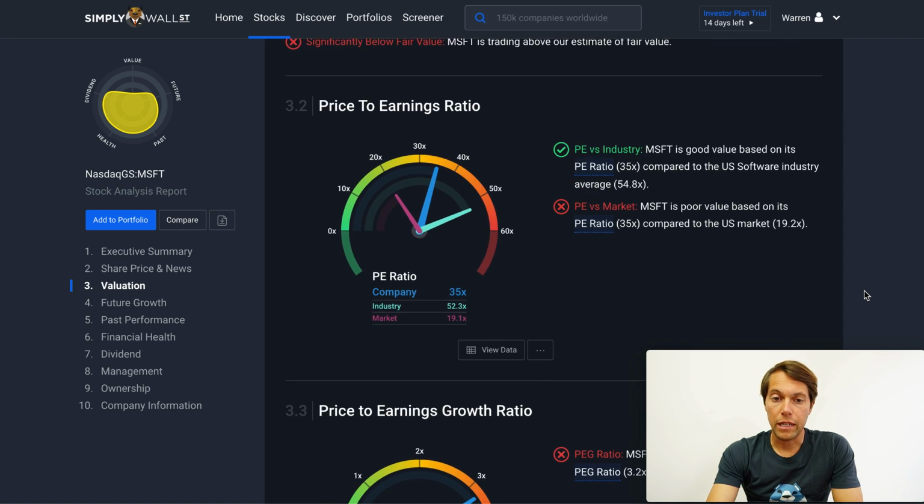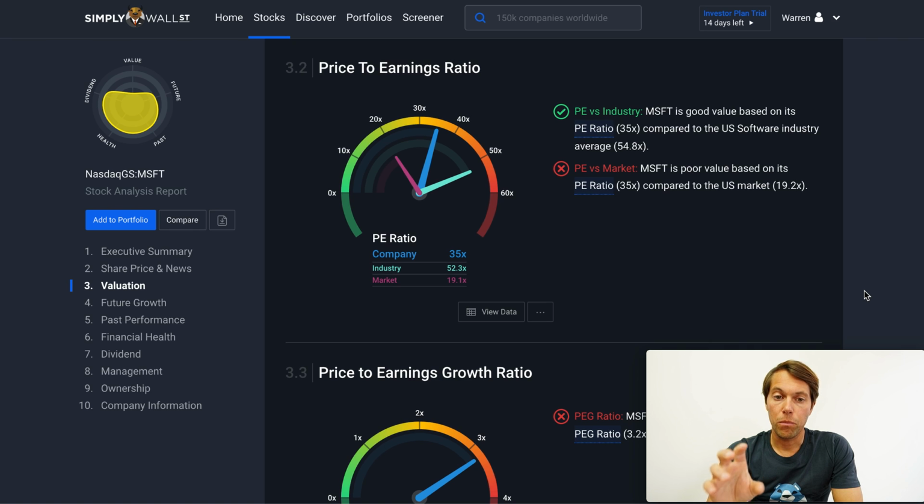But if we keep going down, we can see what we would call relative valuation. The first one we look at is PE ratio, or price to earnings ratio. What we can see here is that Microsoft has a PE ratio of 35, and the industry has a PE ratio of actually 52. So there's quite a big difference there, and as an investor, that's something that I would certainly want to look into.